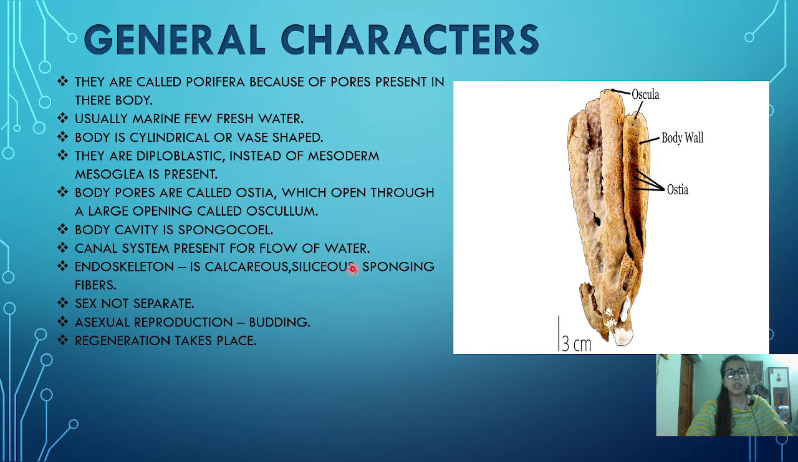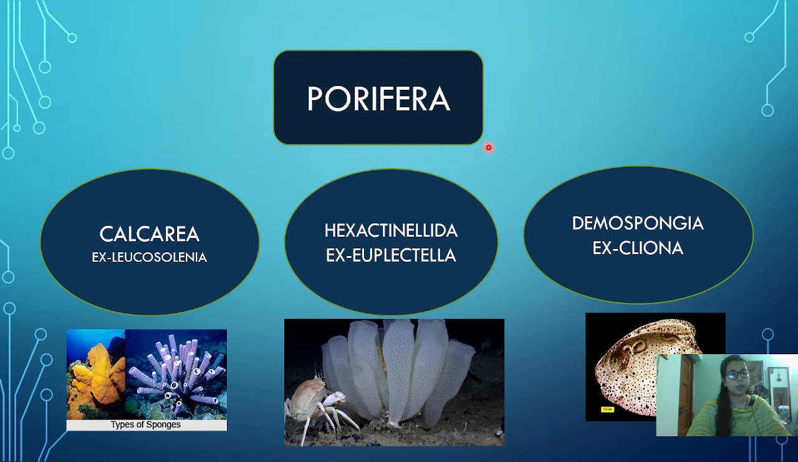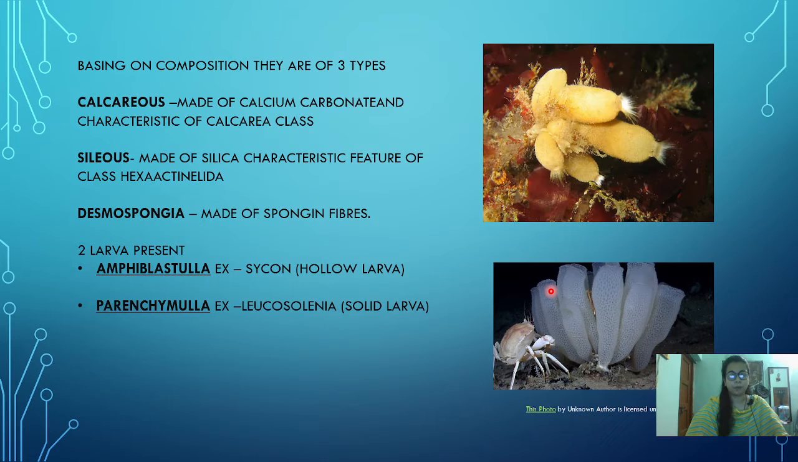So, these are certain important characteristic features of Porifera which are important from the exam point of view. Moving to the next set, that is the classification of Porifera. Porifera are divided into three main classes. The first is Calcarea, whose example is the sponge Leucosolenia. Why are they named Calcarea? Because their skeleton bears calcium carbonate. The second class is Hexactinellida, whose example is Euplectella. You can see here this is the example of Euplectella. And third is Desmospongiae, whose example is Cliona. This is Cliona. So, these are the three classes of phylum Porifera.